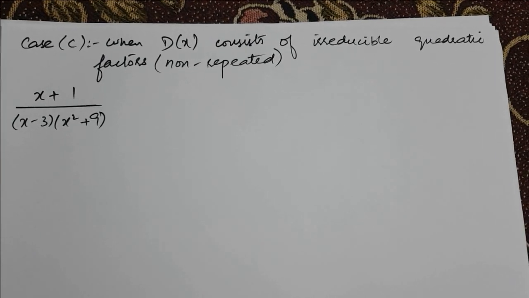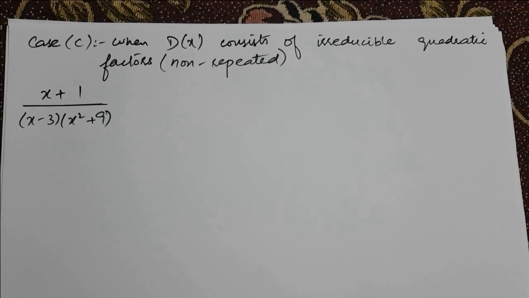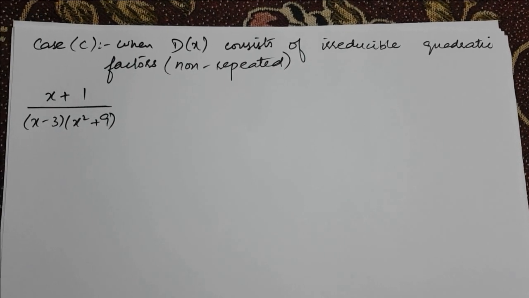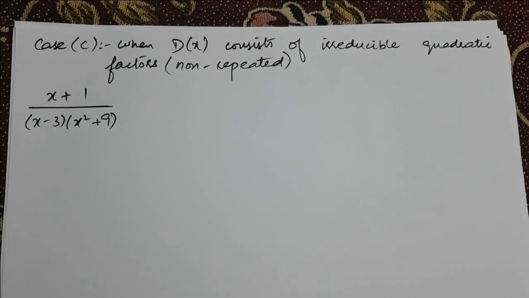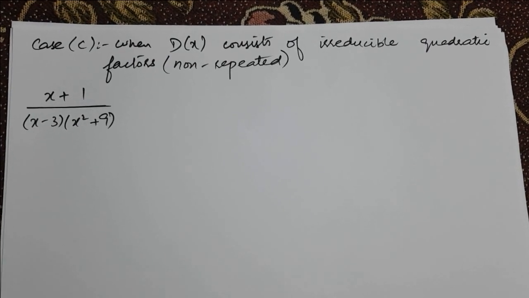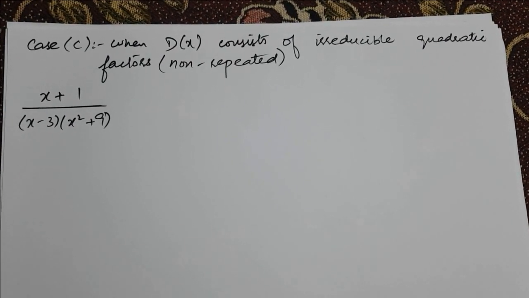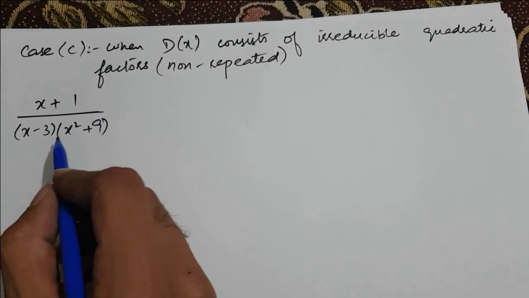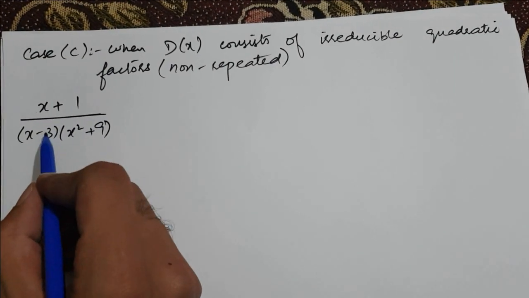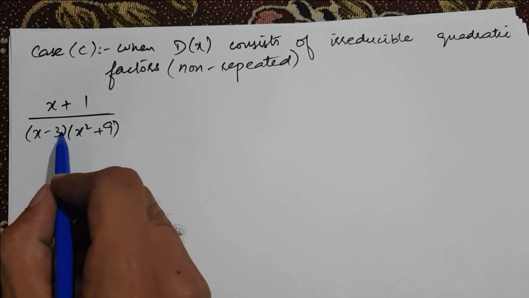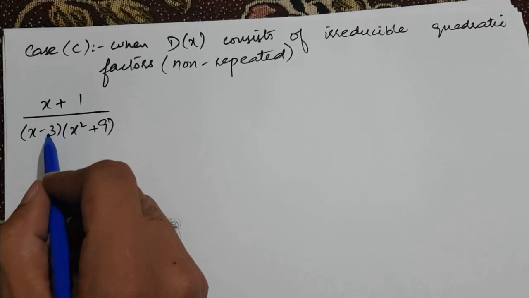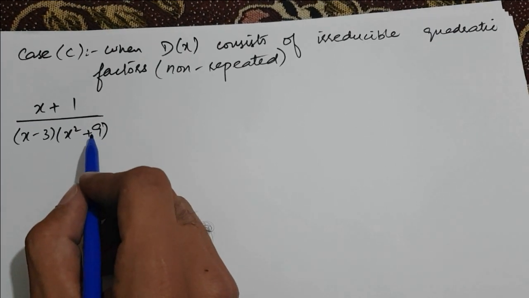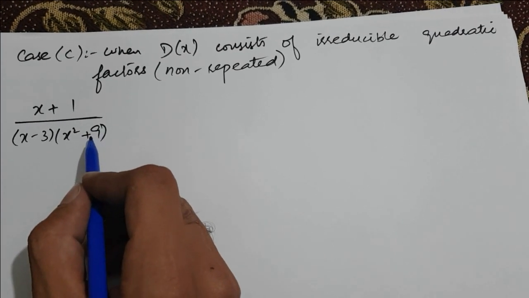Guys, now we are going to study case C of partial fractions, where the denominator consists of irreducible quadratic factors, and they are also non-repeated. Considering an example where we have x plus 1 over (x minus 3) into (x squared plus 9), here we see that x minus 3 is a non-repeated linear factor. However, this one, x squared plus 9, is a non-repeated quadratic factor.